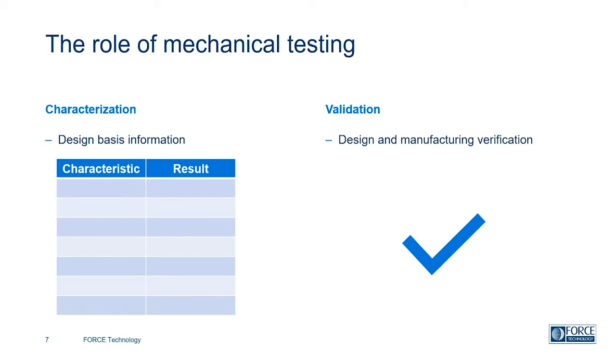Then we also have validation. We need to do design and manufacturing verification on some products in the testing laboratory. Here I'm representing that with just a check mark to give the indication that what we're trying to do, for example, when we're doing a design verification test, is see that the designed and manufactured product lives up to the operational criteria that are put forward. So those are really the two categories we're looking at in mechanical testing: characterization and validation or verification.